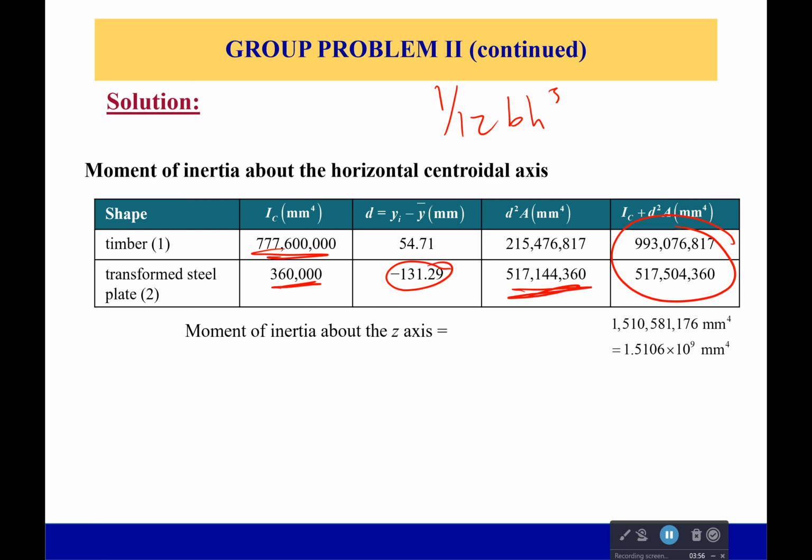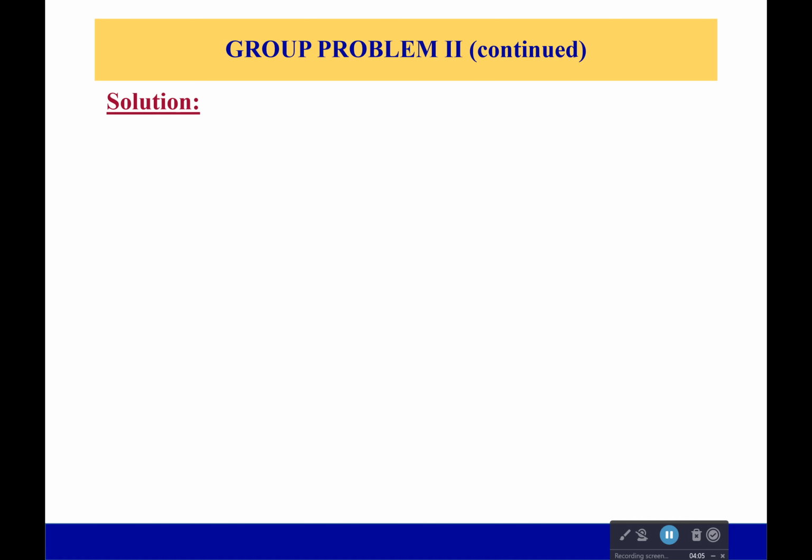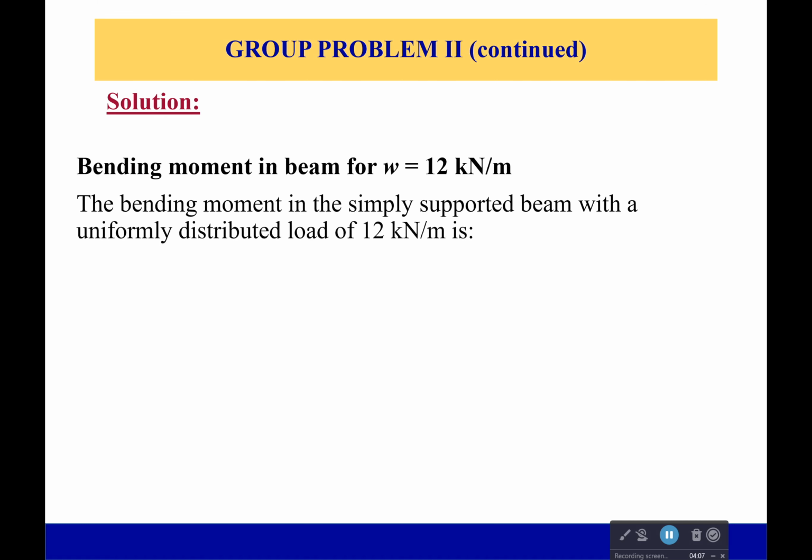So it's 1.5 gigamillimeters to the fourth. Goodness, that's a lot. Now, for our first one, we have a bending moment caused by the distributed load, which is just 12 kilonewtons per meter.